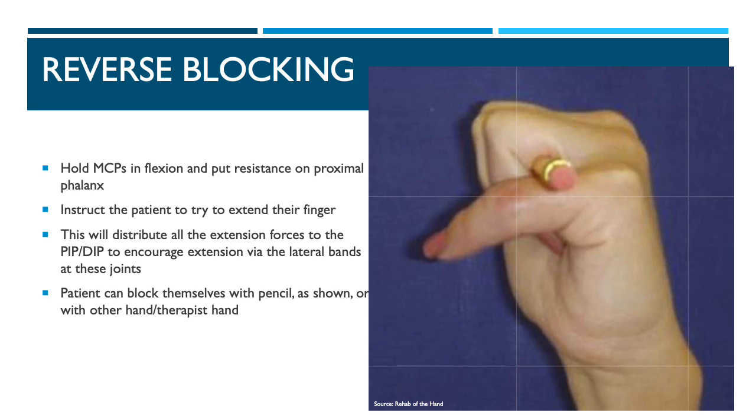What this is going to do is distribute all the extension forces through that complex extensor hood towards the DIP and the PIP to encourage extension there via the lateral bands. So you can have the patient do it like this with a pencil, or just with their other hand, or with a therapist's hand. But this is a really important exercise in preventing PIP flexion contractures and decreasing any extension lag that you might see after various injuries.